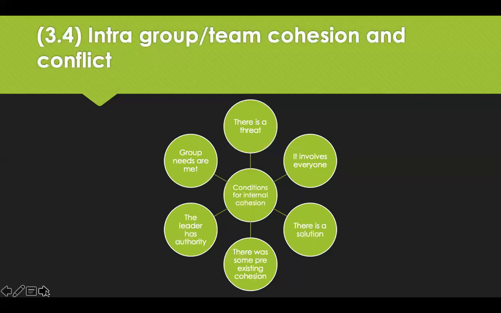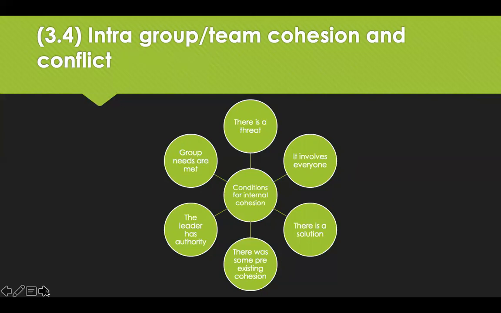Now, Koza suggested that if a team experiences external conflict within other groups or outgroups, then this can increase group cohesion. But Stein qualified this by stating that external conflict does increase internal cohesion under certain conditions. And these are that there is a threat, a real or perceived threat as a result of external conflict. It involves everybody. The conflict affects the entire team, each member feeling equally discriminated against. And there is a solution. The team efforts will result in the team finding a solution to the threat.